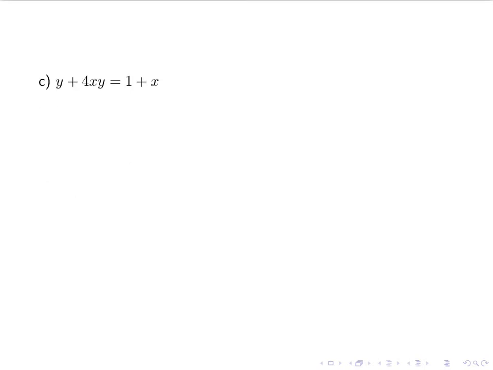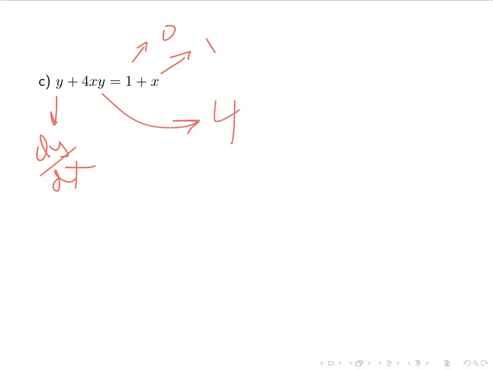Let's try another one. Y plus 4xy equals 1 plus x. Derivative of y, dy dx. Derivative of 1, 0. Derivative of x, 1. And then just like before, in order to do 4x times y, I need the product rule. So the derivative of 4x is 4 multiplied by y plus the derivative of y, dy dx, times 4x.